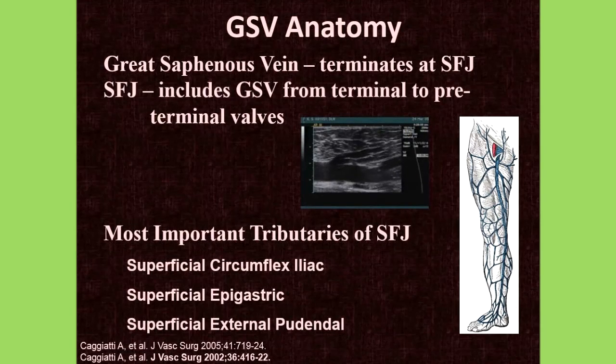Some of the most important tributaries of that saphenofemoral junction include the superficial circumflex iliac, the superficial epigastric, and the superficial external pudendal. If you see reverse flow in either the circumflex or the external pudendal, that's a strong indication that you may be dealing with some pelvic insufficiency, not just saphenous insufficiency. That's actually the superficial epigastric, and it's below the entrance of that vein that you want to start an ablation procedure.